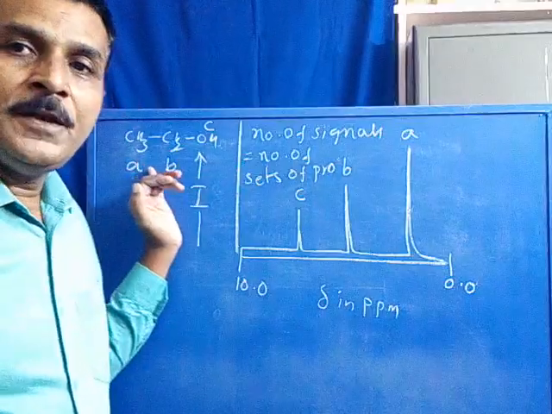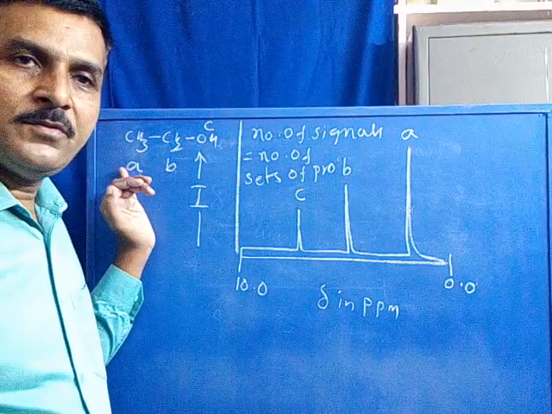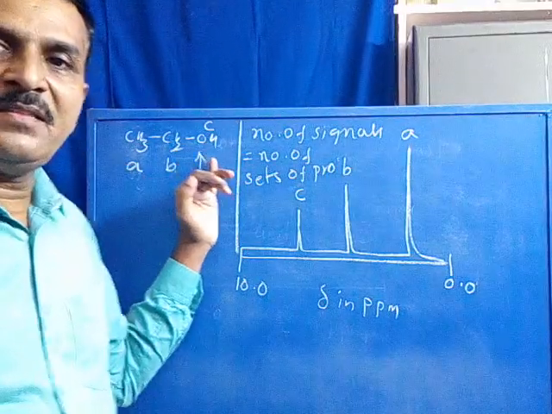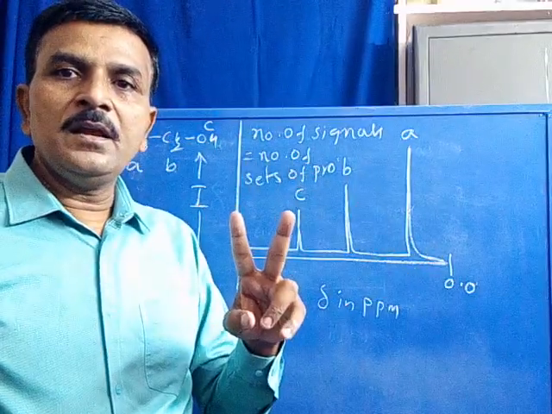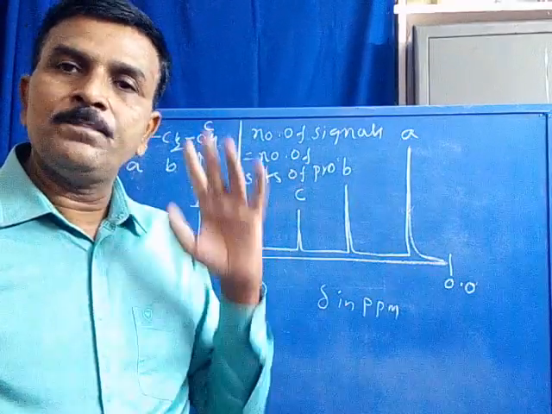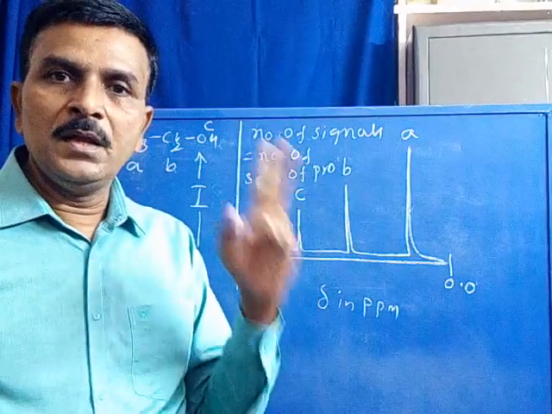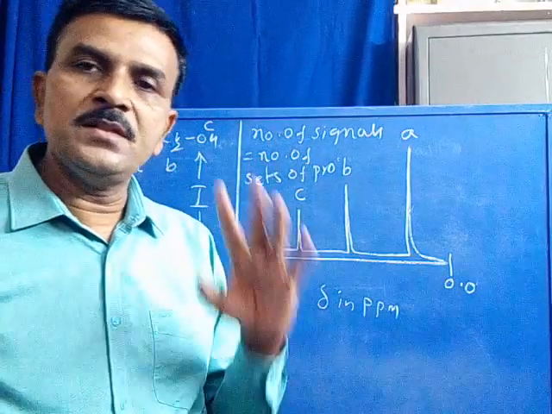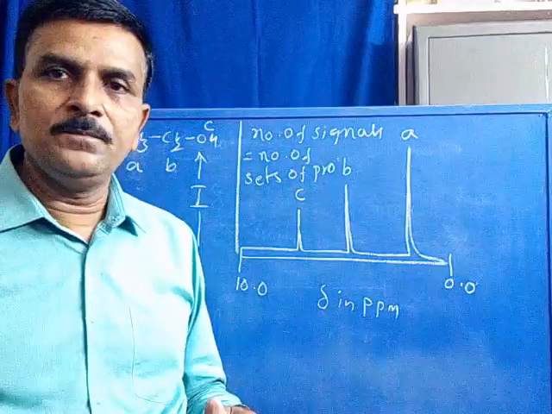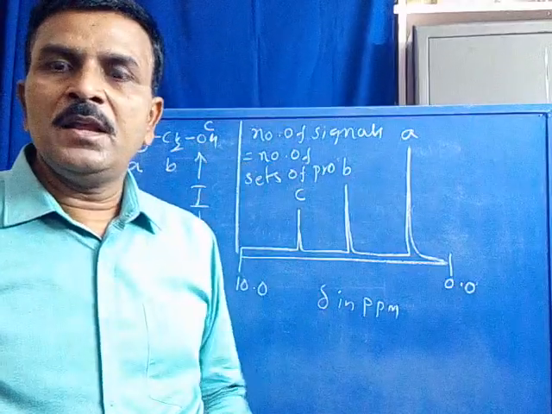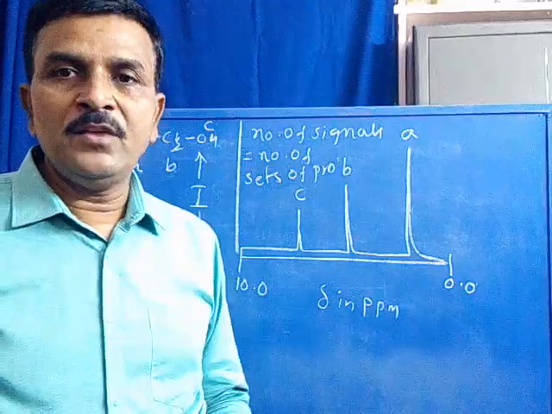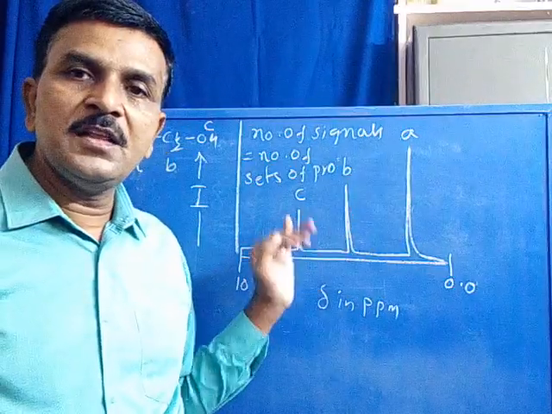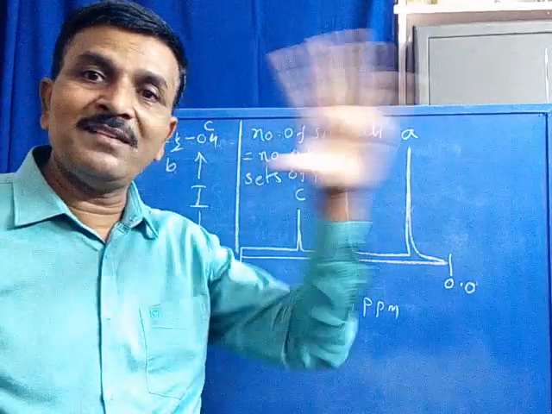Say the molecule contains 3 sets. Now in this case there are 3 sets, A, B, C sets, so it appears with 3 signals. If a molecule contains 2 sets of protons, then we will observe 2 signals. If a molecule has only 1 set, then we will observe only 1 signal. Is it clear? If a molecule has 5 different sets of protons, then we will get 5 signals. So the number of signals in the spectrum is equal to the number of sets of protons.